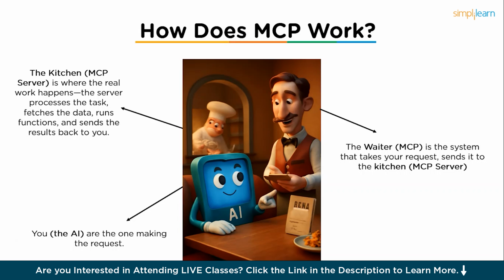So in very simple terms, you, that is the AI, are the one making the request. For example, if you ask an AI to find the latest hotel prices or check if your flight is delayed, that's you placing an order. Then we have the waiter, which is the MCP. It is the system that takes your request and sends it to the kitchen, which is the MCP server, and brings the result back for you. Then the role of the kitchen, which is the MCP server, is to check whether real work actually happens. The server processes the task, fetches the data, runs functions, and sends the results back to you. This system allows AI to connect to external systems and take action in real time.